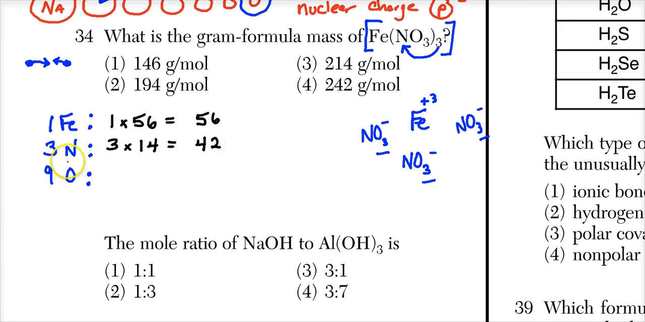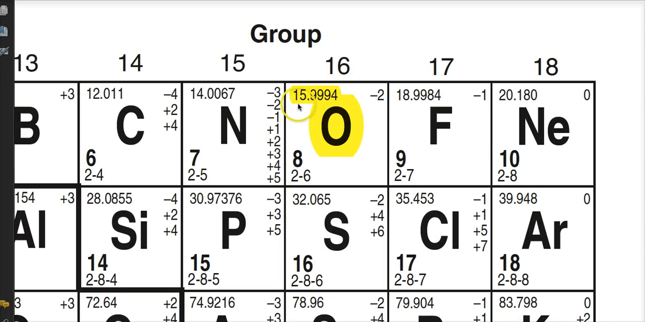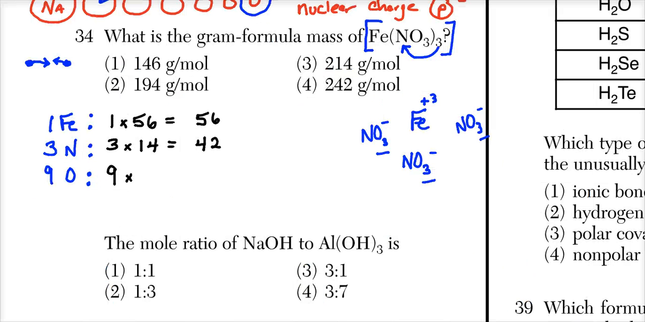Okay, so I had 3 moles of nitrogen atoms in 1 mole of this. So 3 times 14 is 42. And of course we have, in one of these, 9 oxygens. So 9 times, what's the atomic mass of oxygen? Oxygen has a relative atomic mass of 15.9994. We'll round that to 16 for the most common isotope, or most abundant isotope in nature, which is O-16. So it's 9 times 16. If you know your 16 times tables, I believe that's 144.